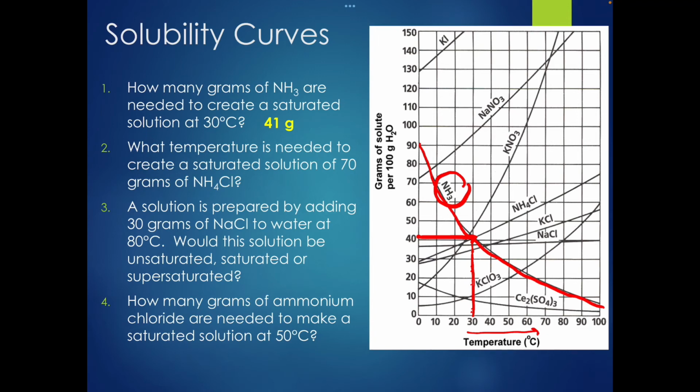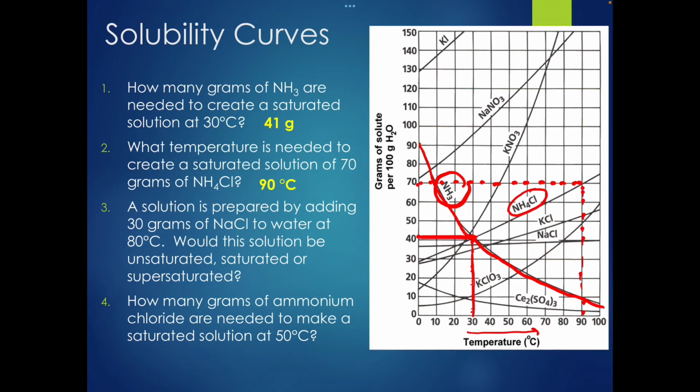Let's try number 2. This says, what temperature is needed to create a saturated solution of 70 grams of ammonium chloride? Again, we need to find our line. Here's our ammonium chloride line, and we are going to make a saturated solution, so it's going to be on the line at 70 grams. Here's 70 grams. We're going to see where this intersects. There's 70 grams for our ammonium chloride line. Looks like 90 degrees.